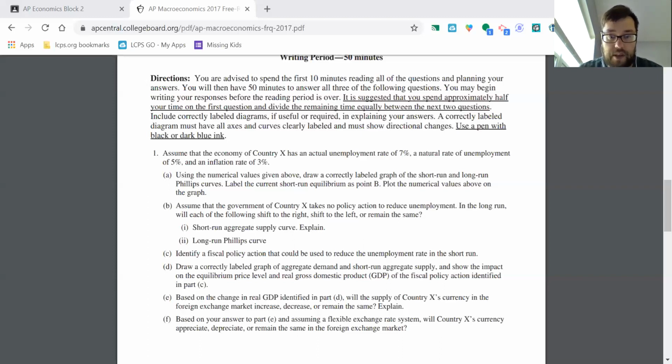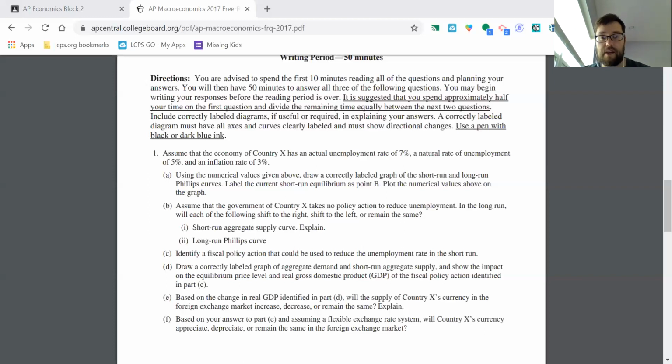Part D, draw a correctly labeled graph of AD-AS and show the impact on the equilibrium price level and real GDP of the fiscal policy action identified in part C. Okay, we already sketched out what was going on, but this one is asking specifically for only the AD-AS model. Let's just use government spending increase. So they just want us to show what happens in that case, right? So we have price level, real GDP. Let's draw our curves. So we've got short run aggregate supply and aggregate demand.